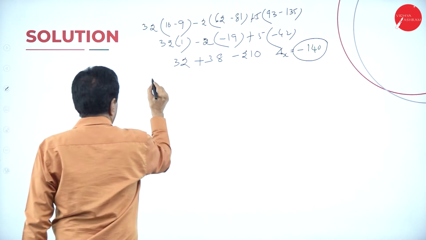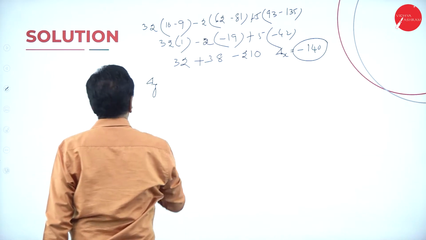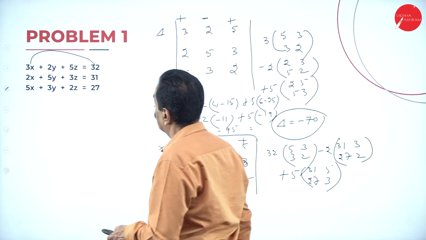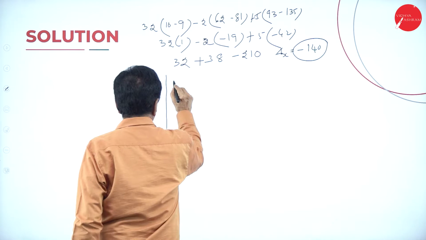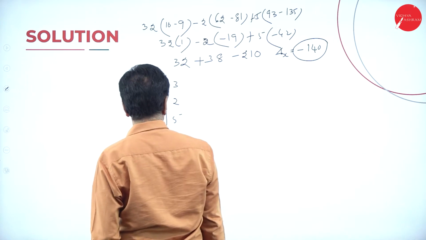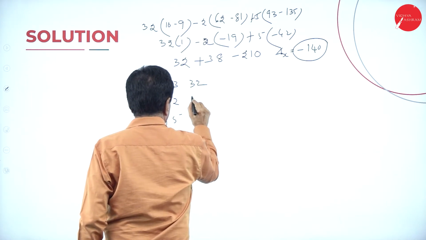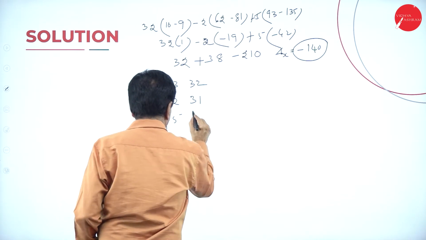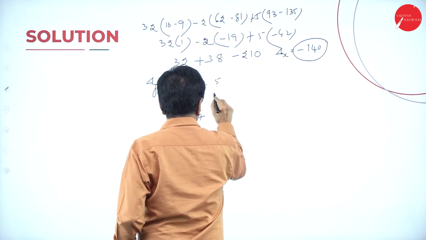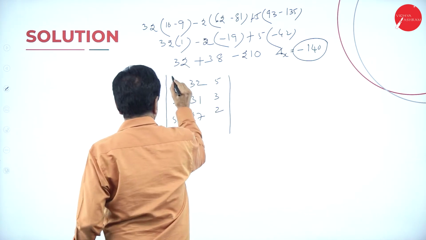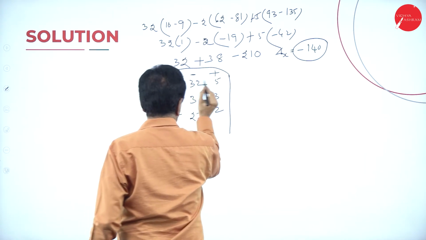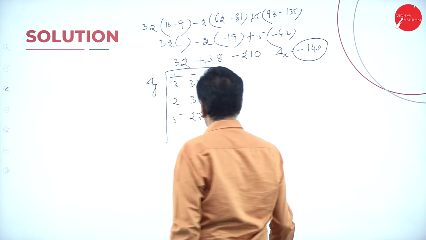Then delta y. Shift over. First 3, 2, 5. Second one 32, 31, 27. Third number same, 5, 3, 2. This is positive, this is negative, this is positive. Positive, negative, positive. Slowly, we can go now.